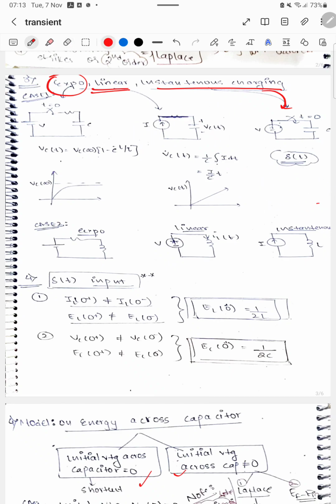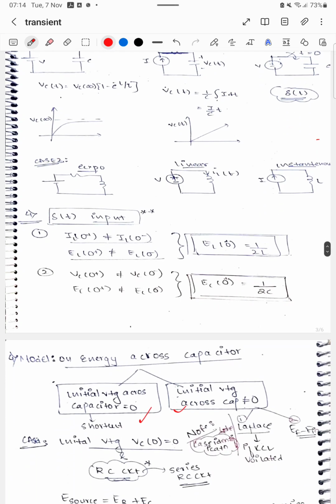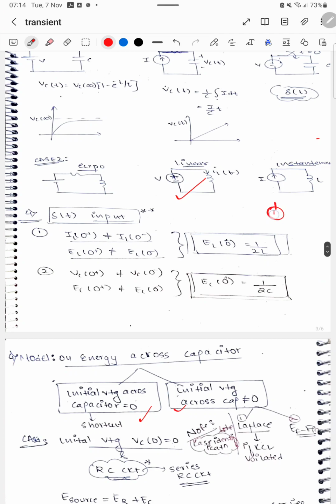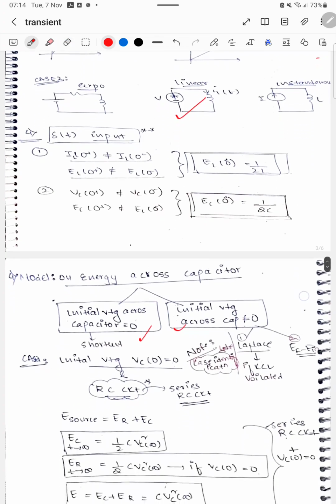Linear charging means that a constant current source is there in an RC circuit, in a capacitive circuit. But what if a voltage source is there in an inductor circuit? In that case there will be linear charging as well for the inductive circuit. Then if there is a current source and an inductor where you have to charge it instantaneously, in that case some delta impulsive response will exist.